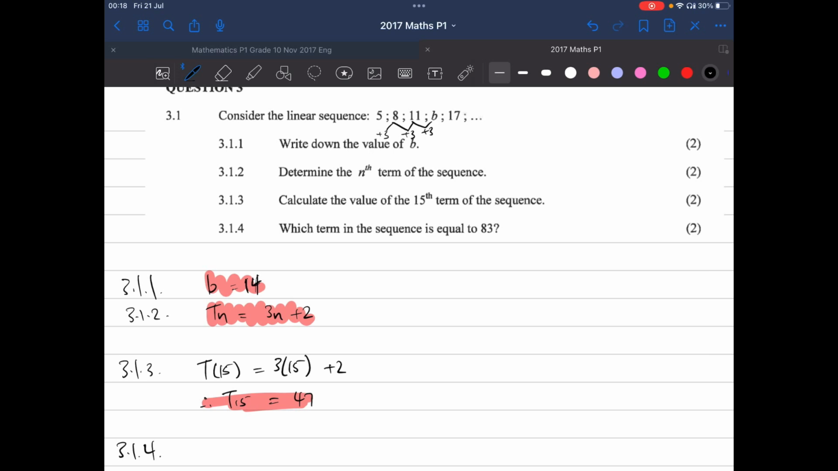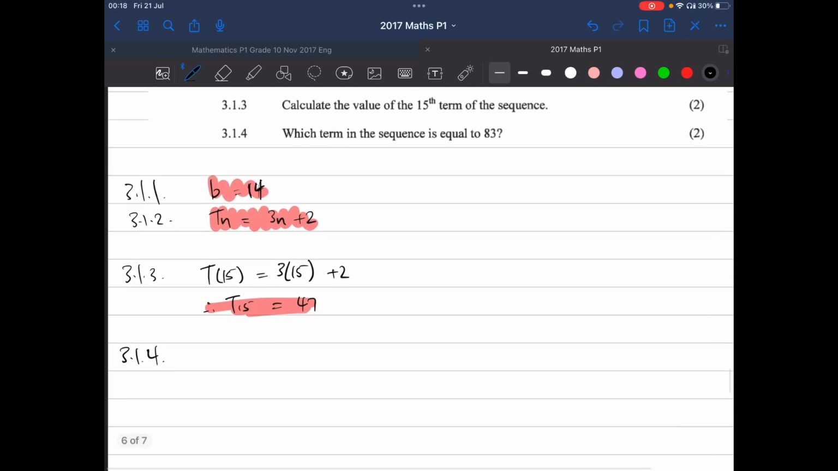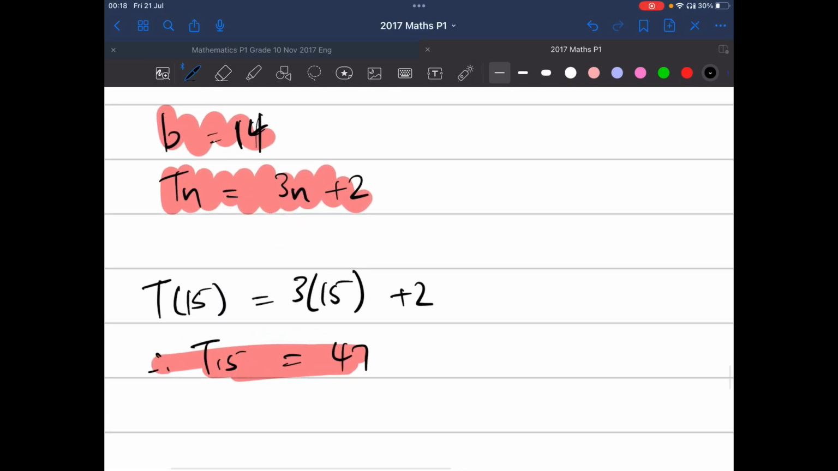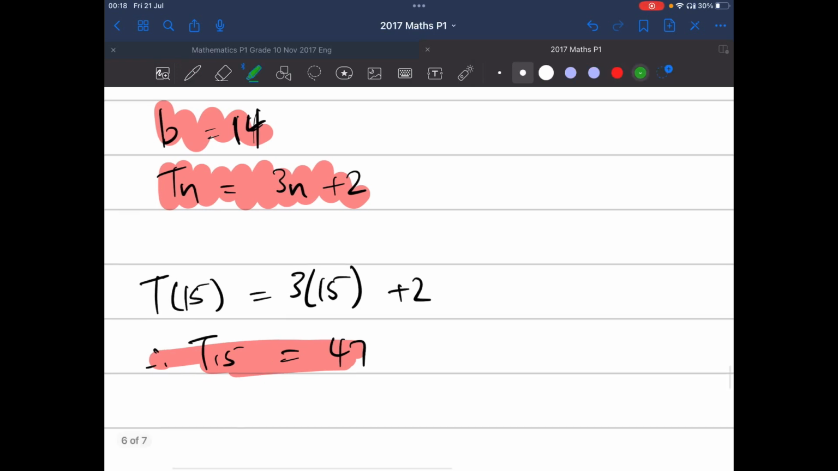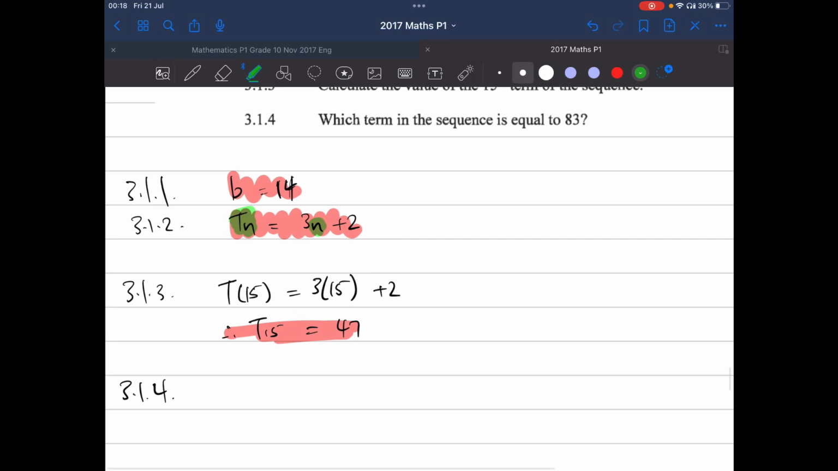Which term in the sequence is equal to 83? So now if you look at this formula we have, essentially at any point in time we have 2 unknowns. So you have the value of the term and also which term it is. Okay, so in 3.1.3 we were given the n value, and our goal is to solve for the Tn value, right? T15, that's what we're trying to get to. Now in this case it's inverted.